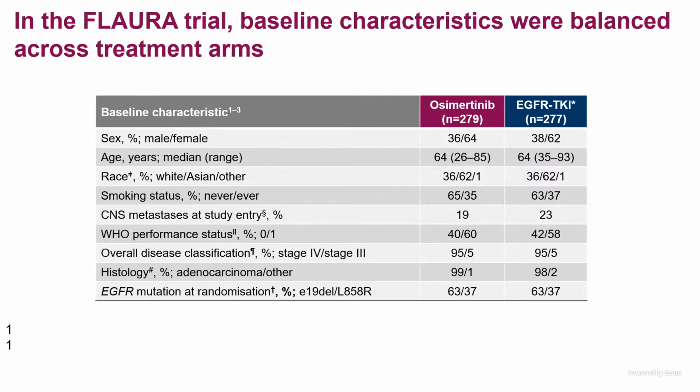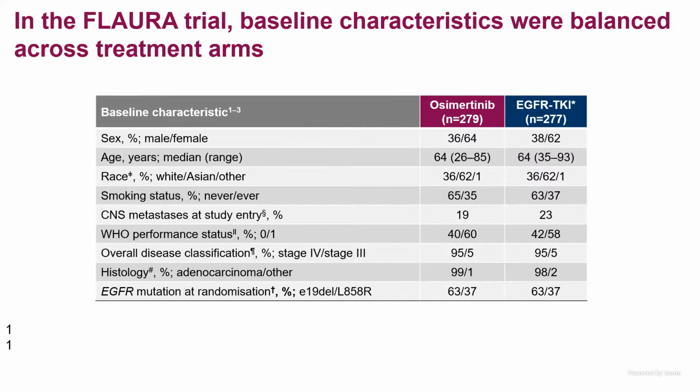So it was a large study of more than 500 patients. If we just see the baseline characteristics, males were around 30 to 35%, and females were around 65%. The median age was 64 years in both the arms. The patients were both whites and Asians. There was a large proportion of Asian population, almost 60% of patients, and 35% were the white population. The smoking status, never smokers were around 65%.